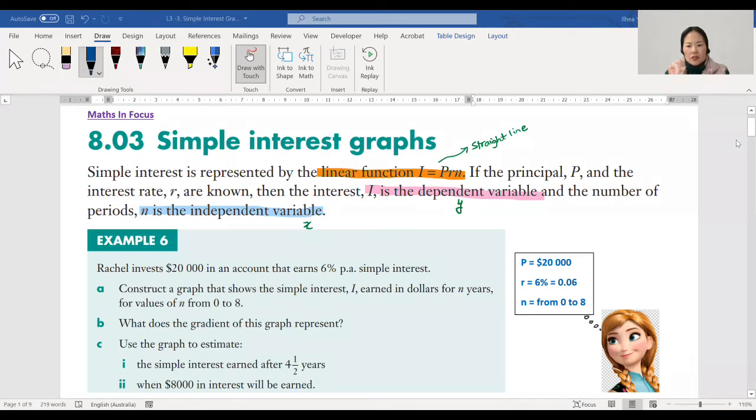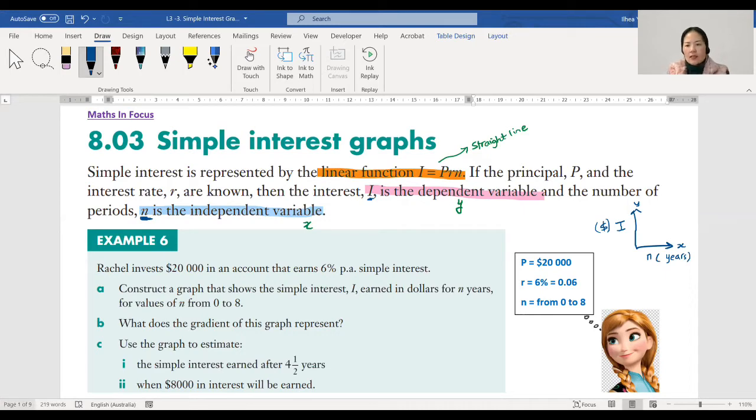Okay, so the linear function I equals PRN. What does that linear function really mean? It's just a straight line. With graphing, you need to know your dependent variable and independent variable. I, the interest, is the dependent variable, which means Y. Remember, Y depends on the X values, so the independent variable is X. Now in here, X is the N and Y is the I. So when we're looking at the graph here, Y is the I, money, and X is the N, sometimes years, for example, or months.